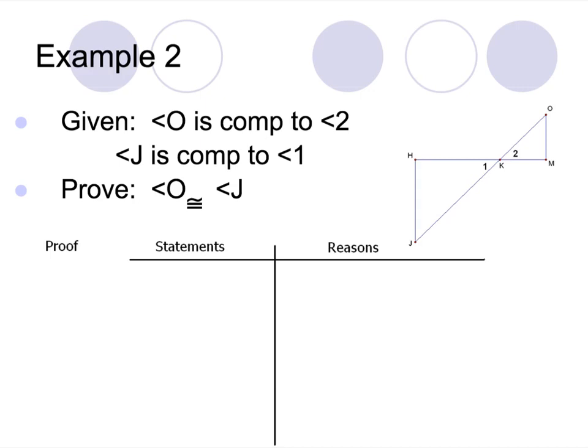What could you say about 1 and 2? You are correct. Very good. They are congruent. Why? Vertical angles are congruent. That's right. All vertical angles are congruent. So if 1 and 2 are congruent, and I know that O and J are complementary to those two, then O and J have to be congruent, right? It just makes sense. Also, we have a theorem about that. If two angles are complementary to congruent angles, then they are indeed congruent themselves. Looky, looky, we got the proof already done.